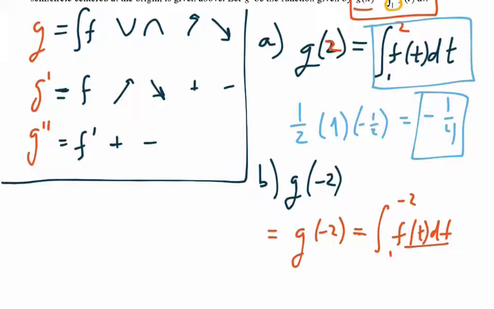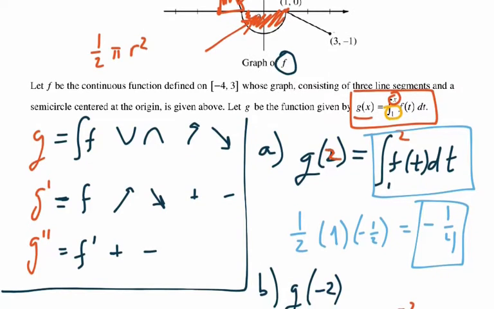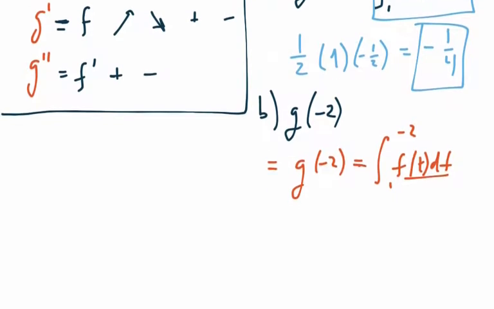So let's go ahead and find 1 and negative 2 on the graph. Here's 1, here is negative 2, and so I really have two areas that I'm looking at, where we have this semicircular region here, and then this triangle here. So let's just go ahead and find each of those separately. So this is a semicircle, so it is 1/2 pi r squared. The radius is 1, and so it's just going to be 1/2 pi.